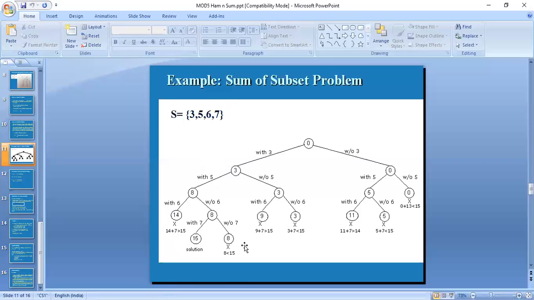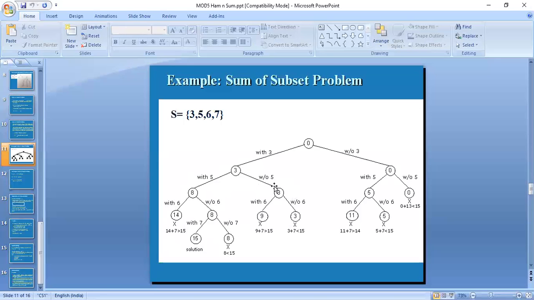Now, without 7, if you see, 8 plus 0 is 8. 8 is less than 15, so it is non-promising. So we backtrack, go to its parent node. We have only 2 children at any level. Both the children are worked out, so we are again moving back to its parent node. Again, 2 children are worked out, so we are again moving to its parent node. Now we are at this level where only the left child was worked out. The left subtree is completed, so we move to the right child.